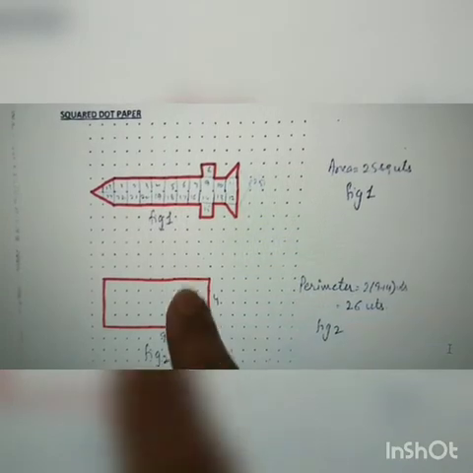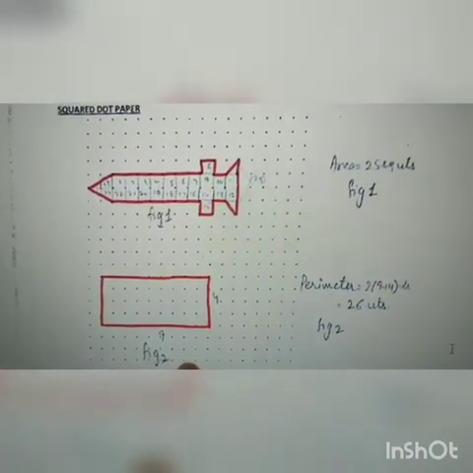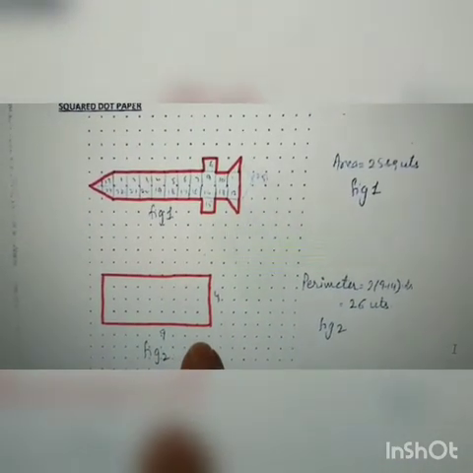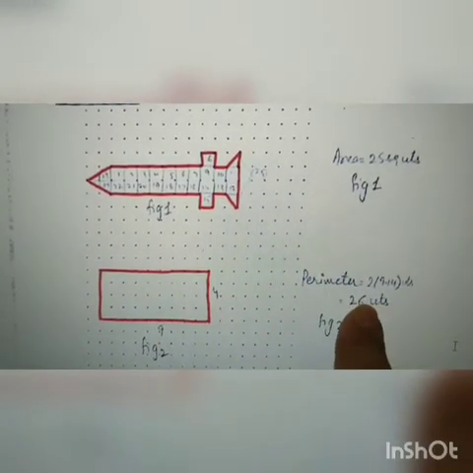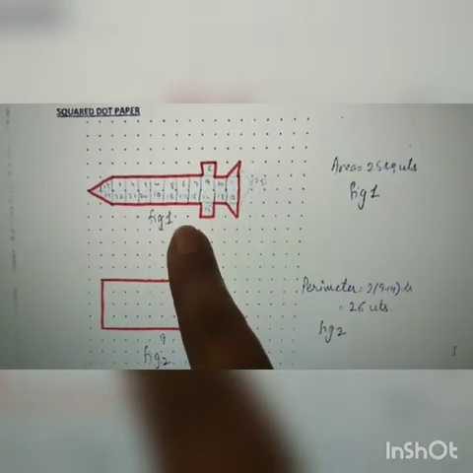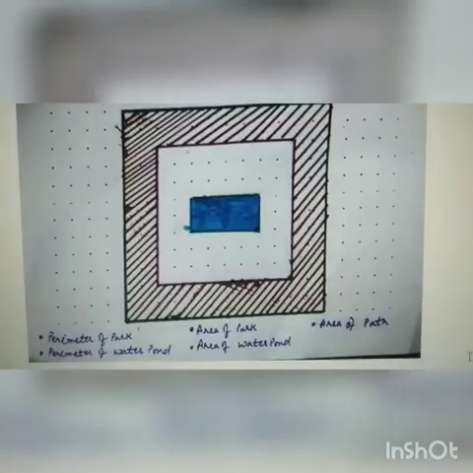This rectangle is given to you. How can you find the perimeter of this rectangle? 2 into (L plus B). So 2 into (9 plus 4). So the answer is 26 units. And you can find the area of the given figure also.